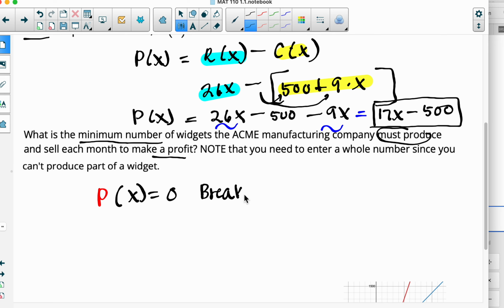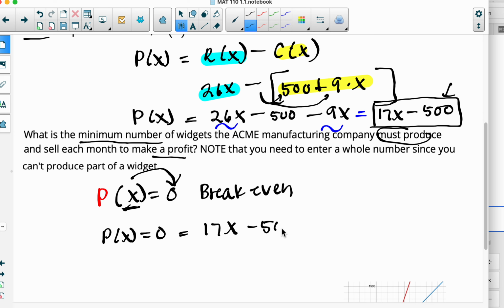So I'm going to try to find that break-even point. I'm going to solve for how many units I should sell so that my profit is 0. So we know here's my profit function. I'm going to say P of X equals 0, and then I know that profit is 17X minus 500. And so I'm going to solve for how many items, X. Okay.